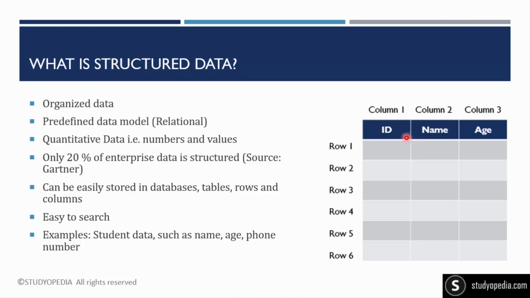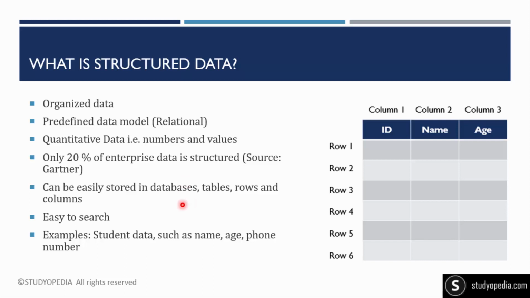Here it is. So let's say you have student records. You have stored in the form of rows and columns. Rows are your horizontal part and columns are vertical part. Here is student ID, name and age stored in the form of tables, that is structured data. It includes numbers and values. I told you quantitative data, structured data is quantitative data. So right now only 20% of enterprise data is structured and the rest 80% is unstructured. So you can see the need to manage unstructured data is very much required.